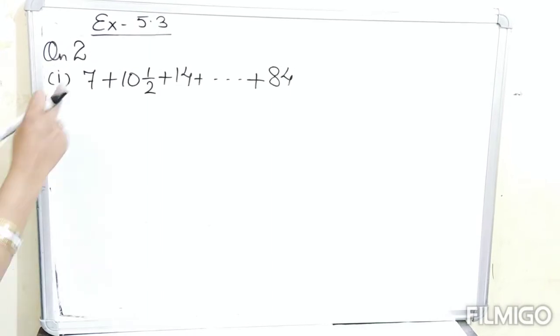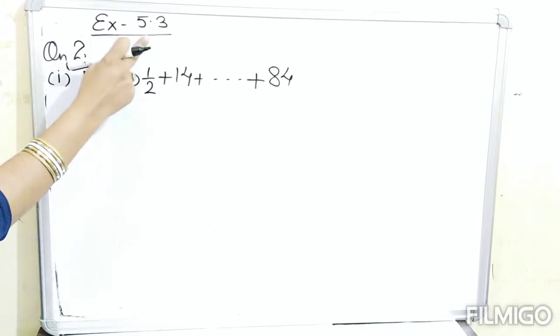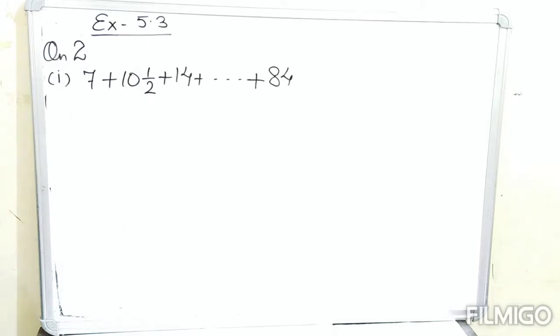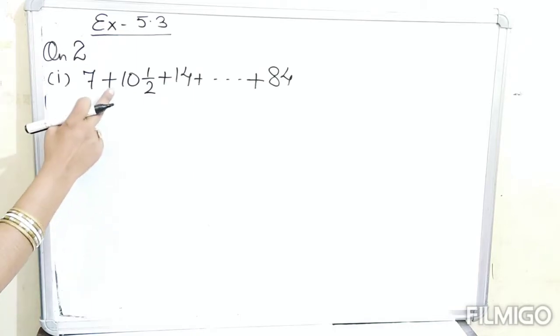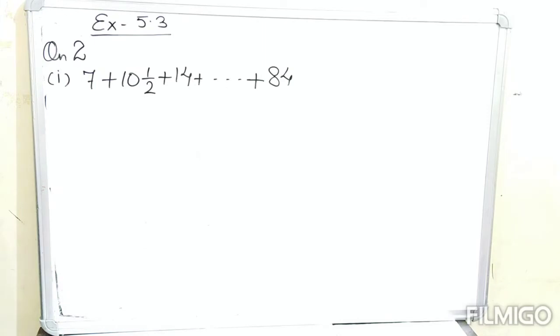Now we'll do question number 2, part number 1 of exercise 5.3. Here a series is given. Why do we call it a series? Because you will see here the sign of plus. In this series we have to find out the sum up to the last term.